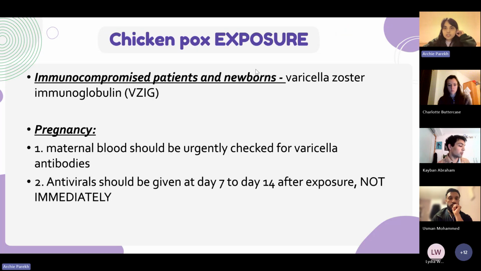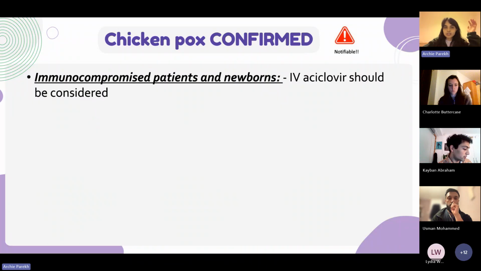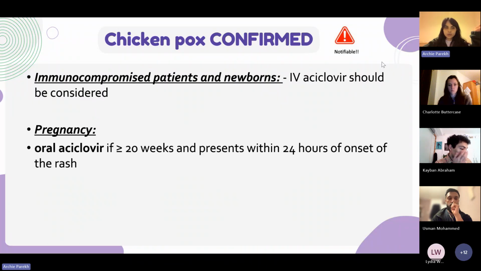If not just exposure, but you've got confirmed chickenpox, then IV acyclovir should be considered in everyone: in newborns, in immunocompromised patients. And if they're pregnant, then you can consider oral acyclovir.